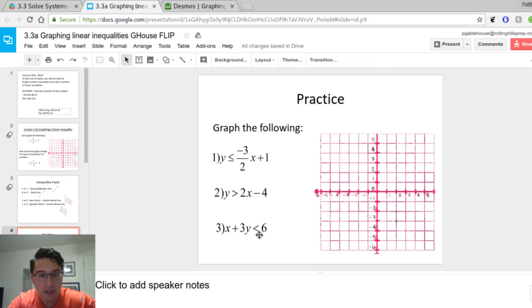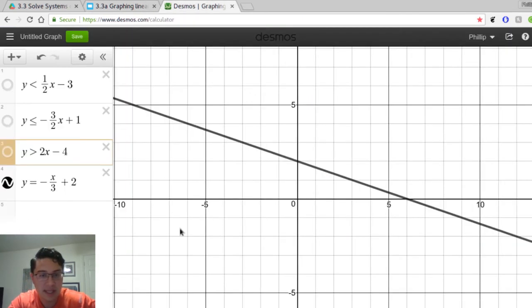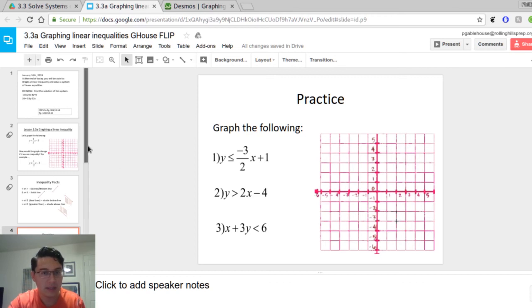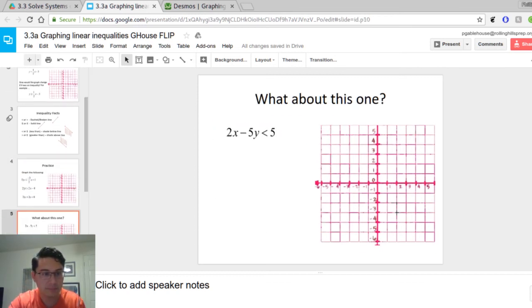Our inequality is strictly less than, so when you guys solve this, you should have ended up with y is less than negative x over 3 plus 2. So we will change this. Less than is going to be all these values below the line. It's strictly less than, so our line will become a dashed line, and will look like that. So shade below the line, and our line becomes dashed. All right, so let's go to our next page here.